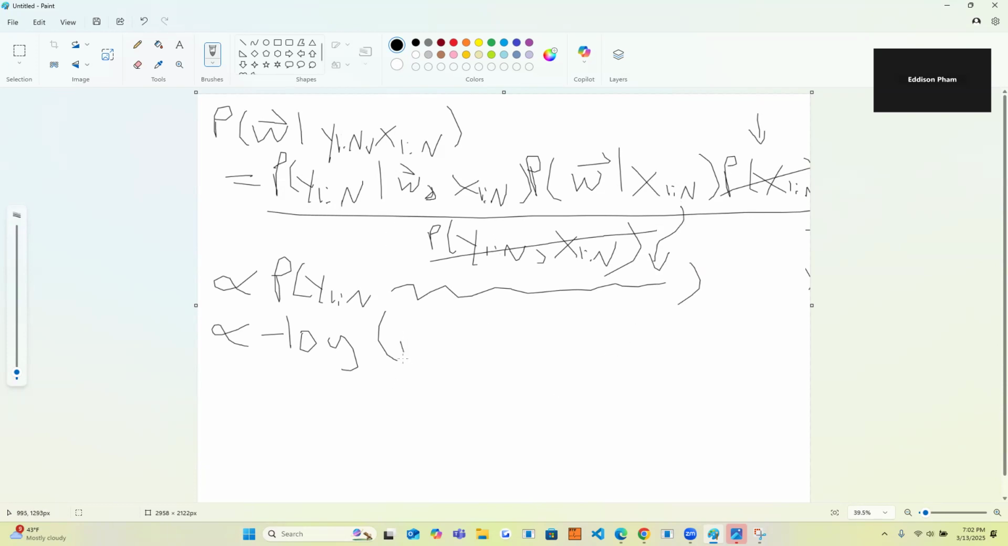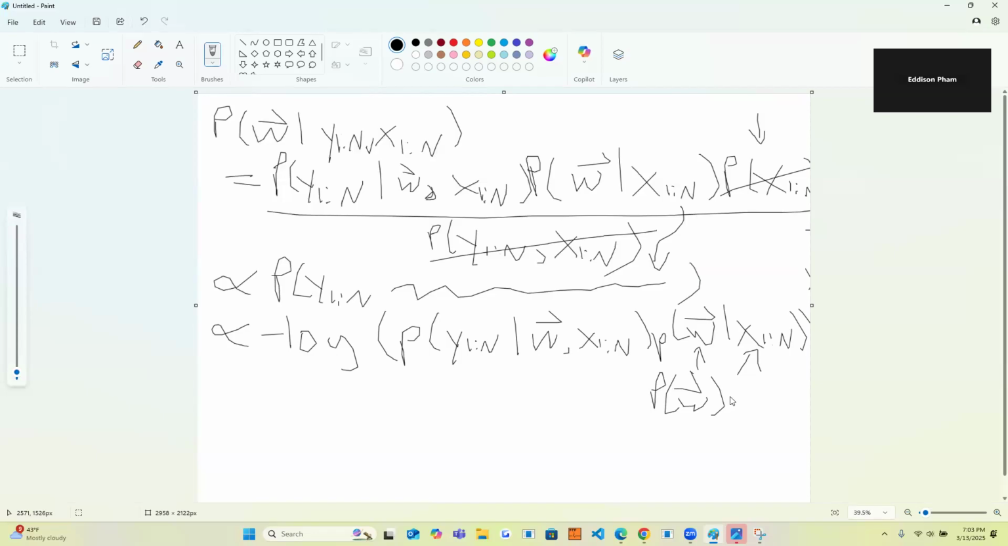All right. So what you have now is P of Y1 through N given W vector, X1 through N, times P of W vector, inside the log. And first we want to assume that the prior is uniform. If we already know W, then that means we already know X1 through N. So this is just equal to P of W, but P of W is uniform, so let's say it's equal to some constant C. By assuming this, after applying log rules, this is proportional to just P of Y given W vector, X1 through N.